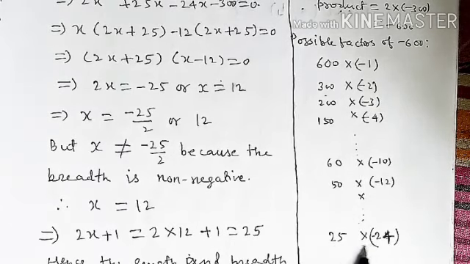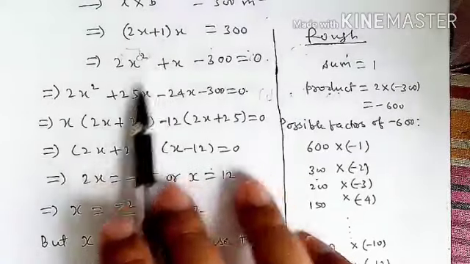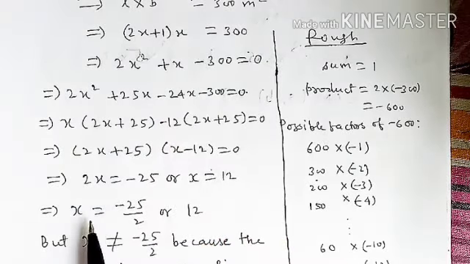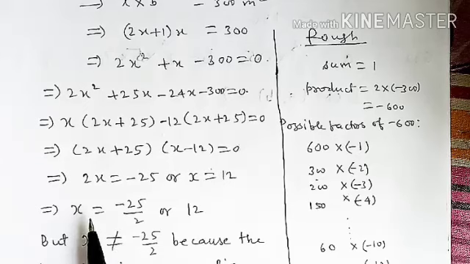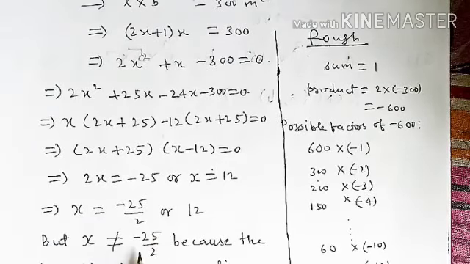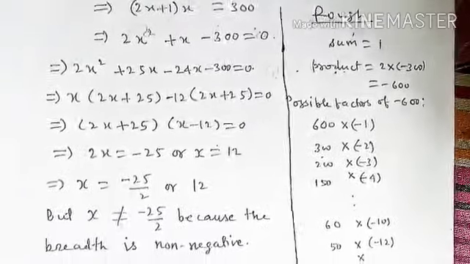So these are the required numbers. Here the sum is 1. So we write x as 25x minus 24x. Then we proceed as in the previous way, and we have the values of x as minus 25 by 2 or 12. But x is not equal to minus 25 by 2 because the breadth is non-negative.